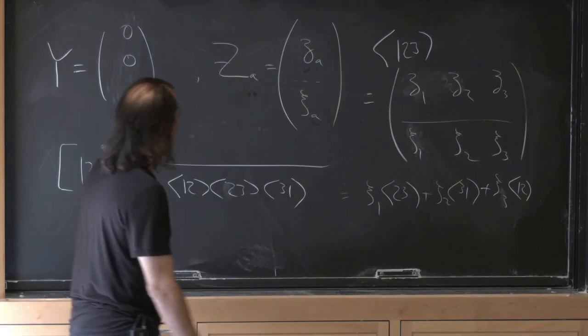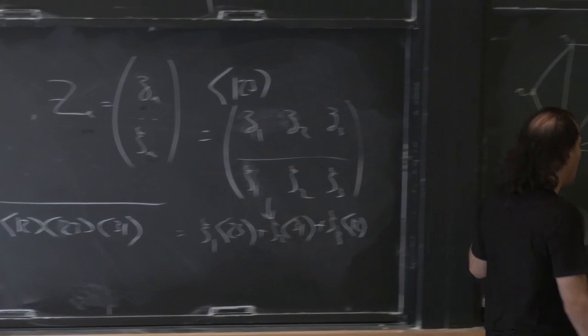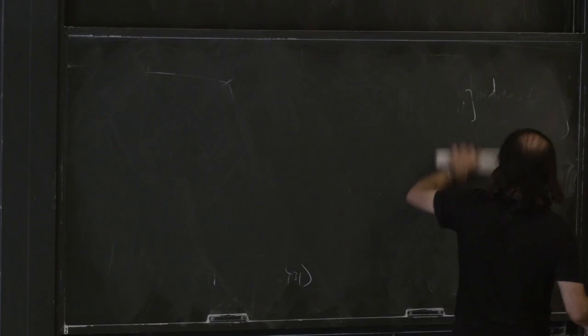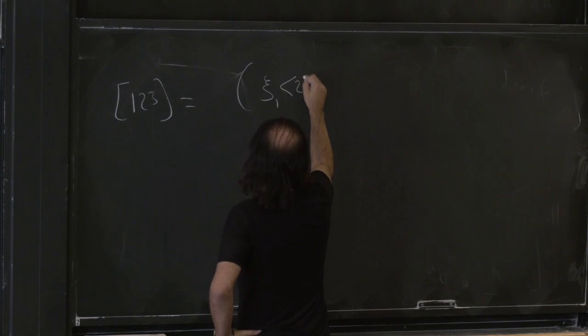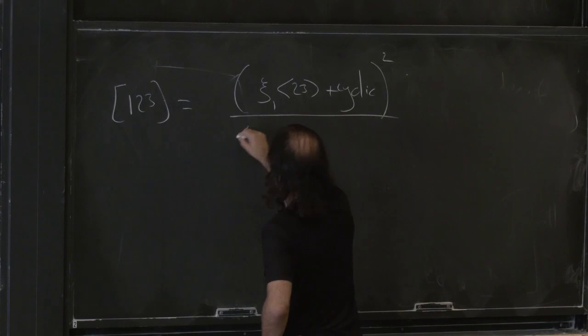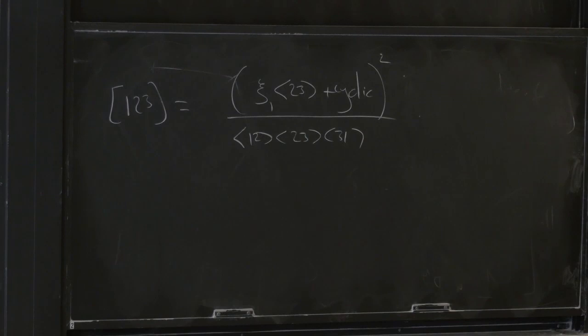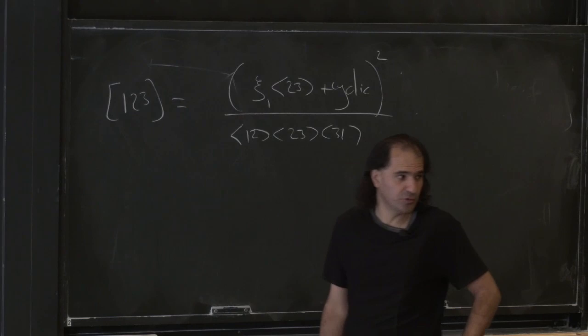And so therefore, our object is (c1 <23> plus cyclic) squared over <12><23><31>. So far, everything is perfectly bosonic. There's nothing fancy going on. We're just naturally dividing the z's into the part that is in the direction of y and the part that's orthogonal to y.